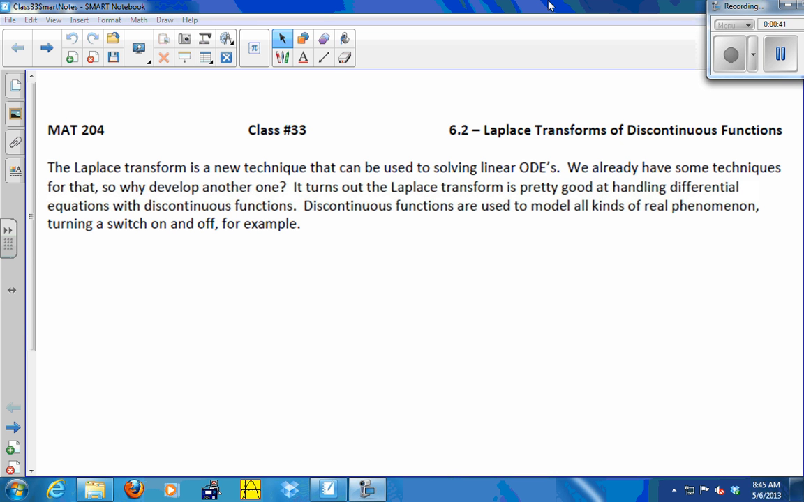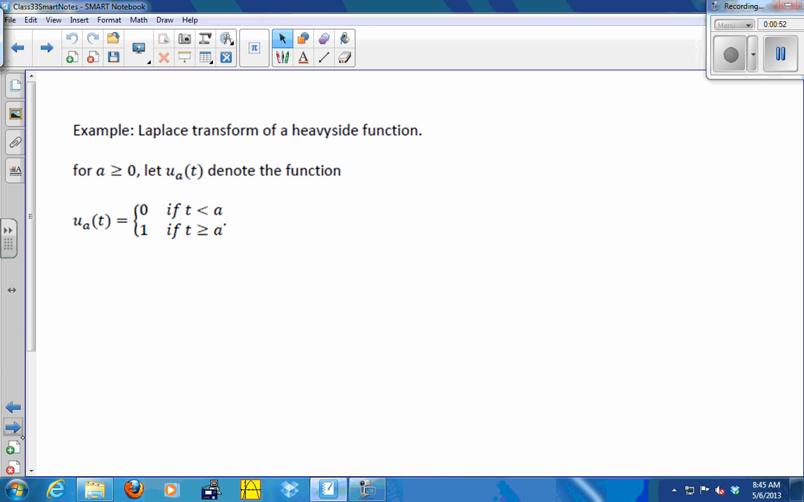Discontinuous functions are used to model all kinds of real phenomena, like turning a switch on and off. So you could have a function that's 0 and 1, which is called the Heaviside function. Heaviside was an engineer. That was his name. Yeah, it's a person. It kind of goes because you have 0 and 1, and so one side's heavy, but it's really a name. It doesn't mean that. So the Heaviside function is just this piecewise function.